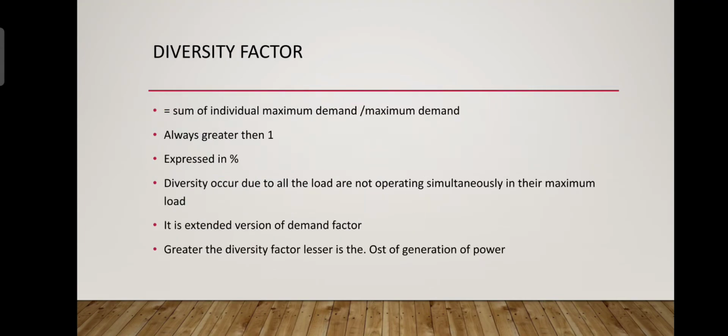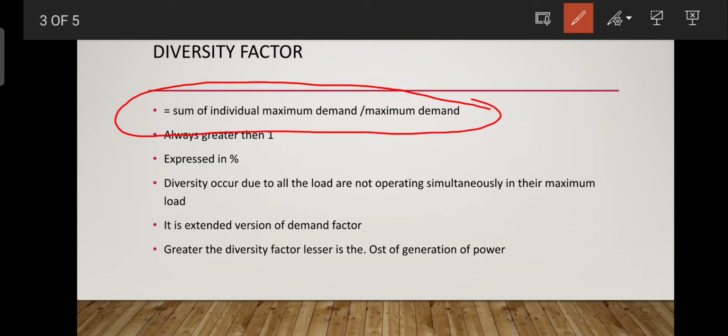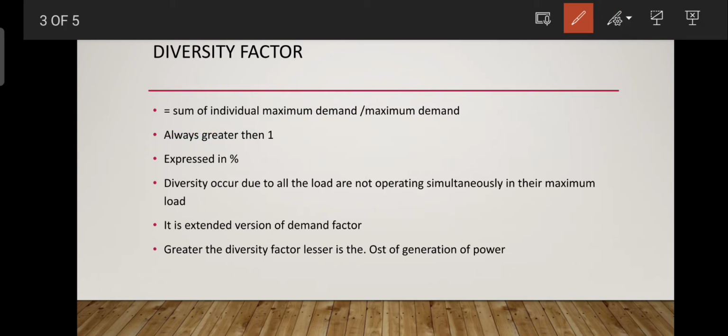Let's come to our next topic, that is diversity factor. So what is diversity factor? The ratio of the sum of the individual maximum demands of the various subcircuits of the system to the maximum demand of the whole system is called the diversity factor. In short, the sum of the individual maximum demands divided by the maximum demand is equal to our diversity factor, and it is always greater than 1.